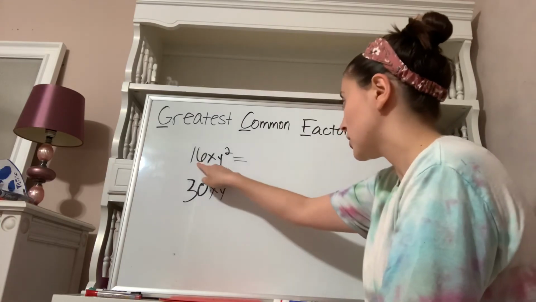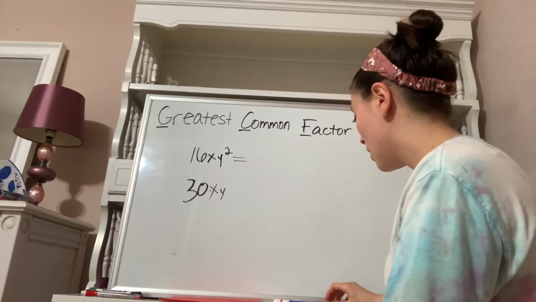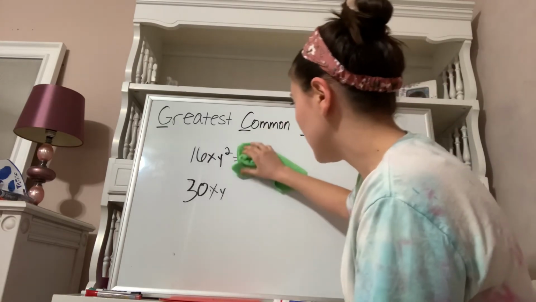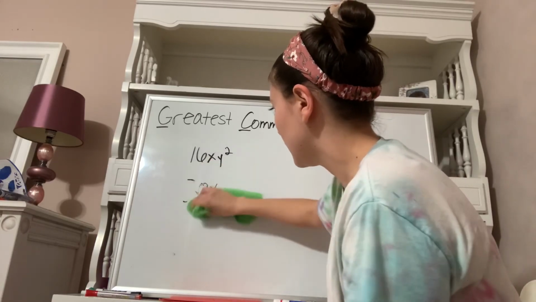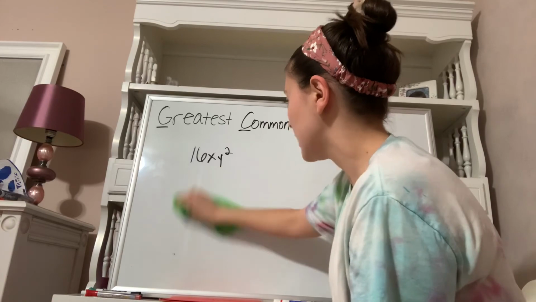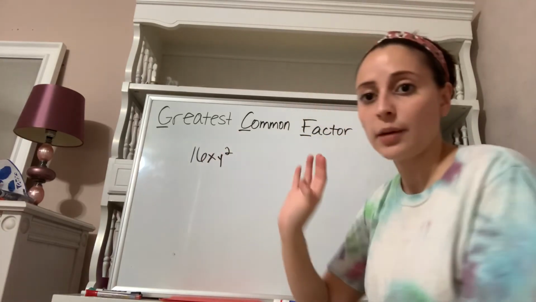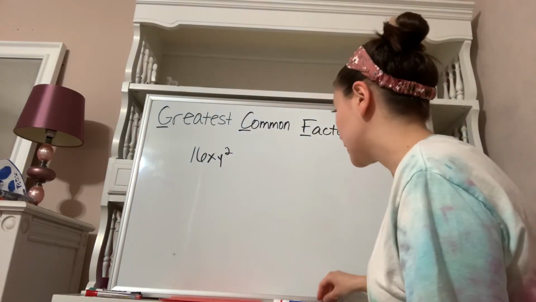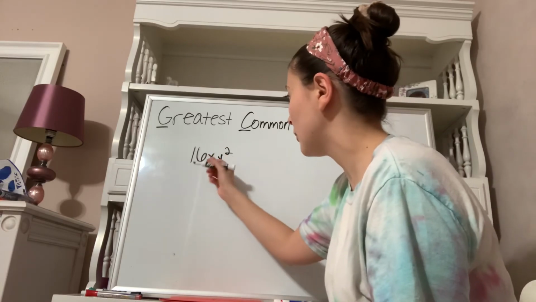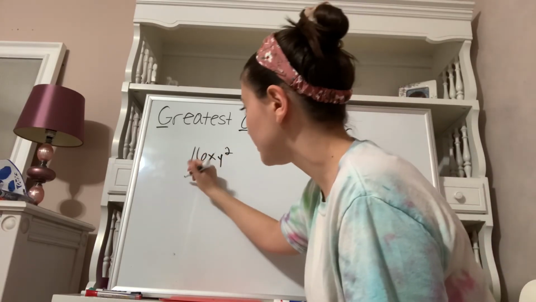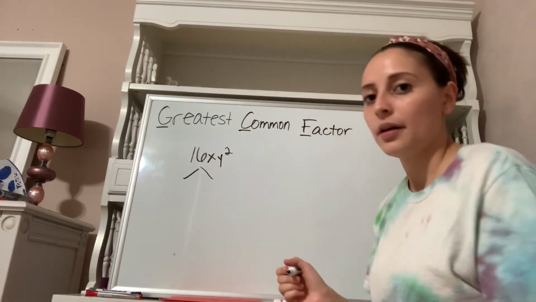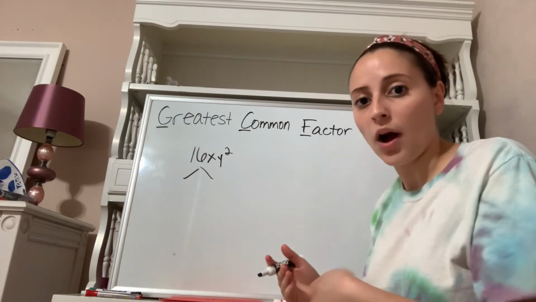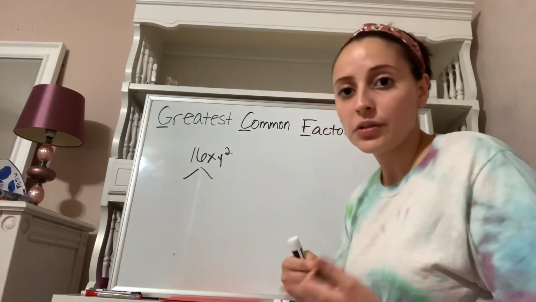So the first factor that would go into 16, you can even do the factor tree. So we can rewrite this. We're comparing 16xy squared and 30xy. But we can do our factor tree, and remember, prime means that no other number goes into it. You can only divide that number by 1 and itself. So we know that 2 is our smallest prime factor.